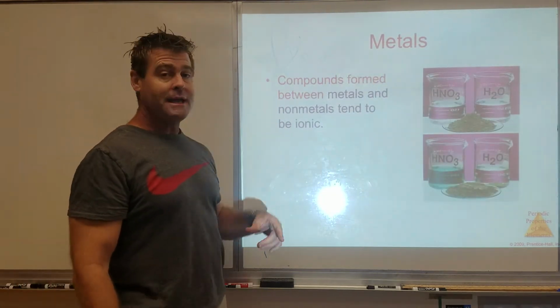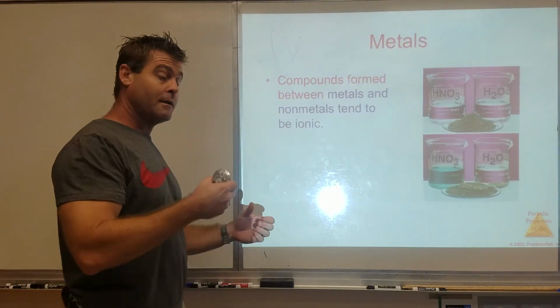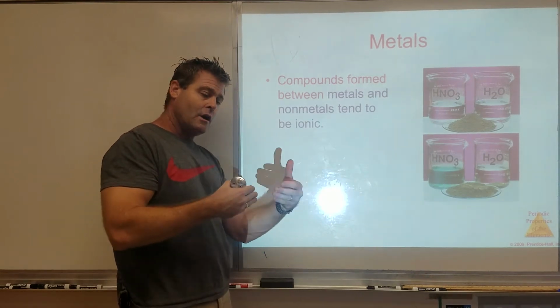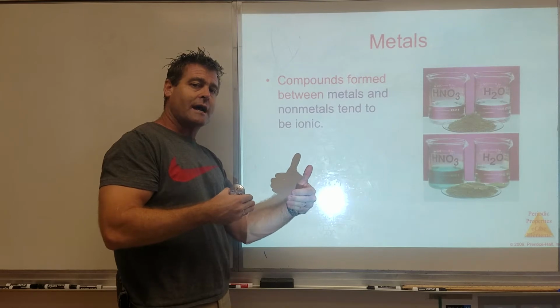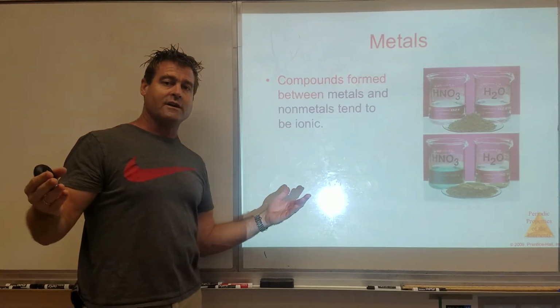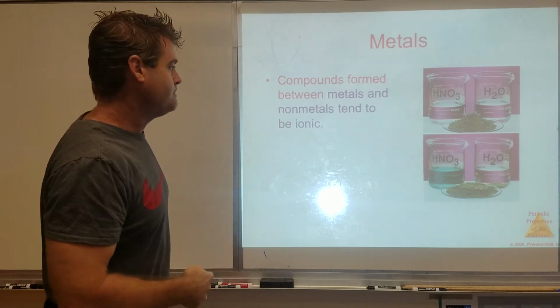Metals and nonmetals tend to form ionic compounds. You remember, the nonmetals tend to take electrons from the metal, so the metal becomes a positive ion and the nonmetal becomes a negative ion. What holds those together is the electrostatic attraction, that is the opposite charge attraction. Those are ionic compounds. When you think of an ionic compound, think of salt, NaCl.